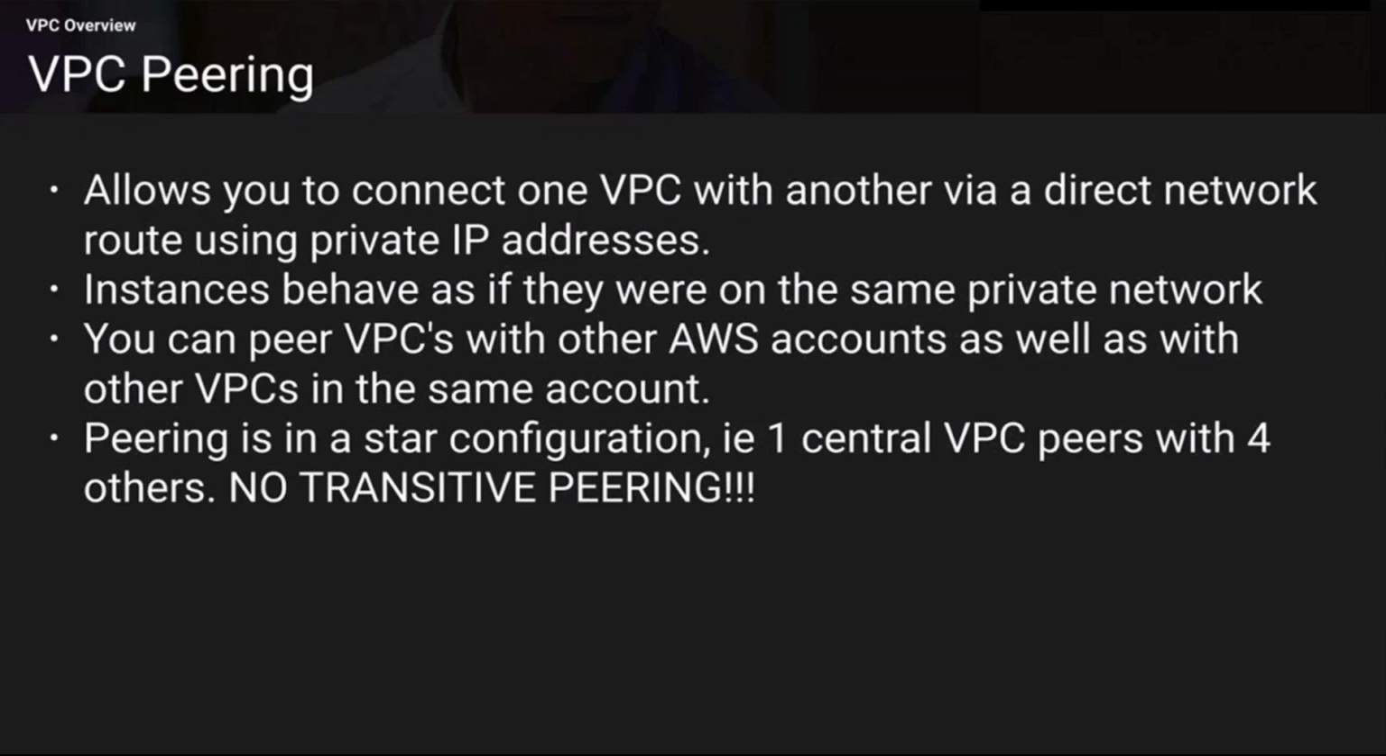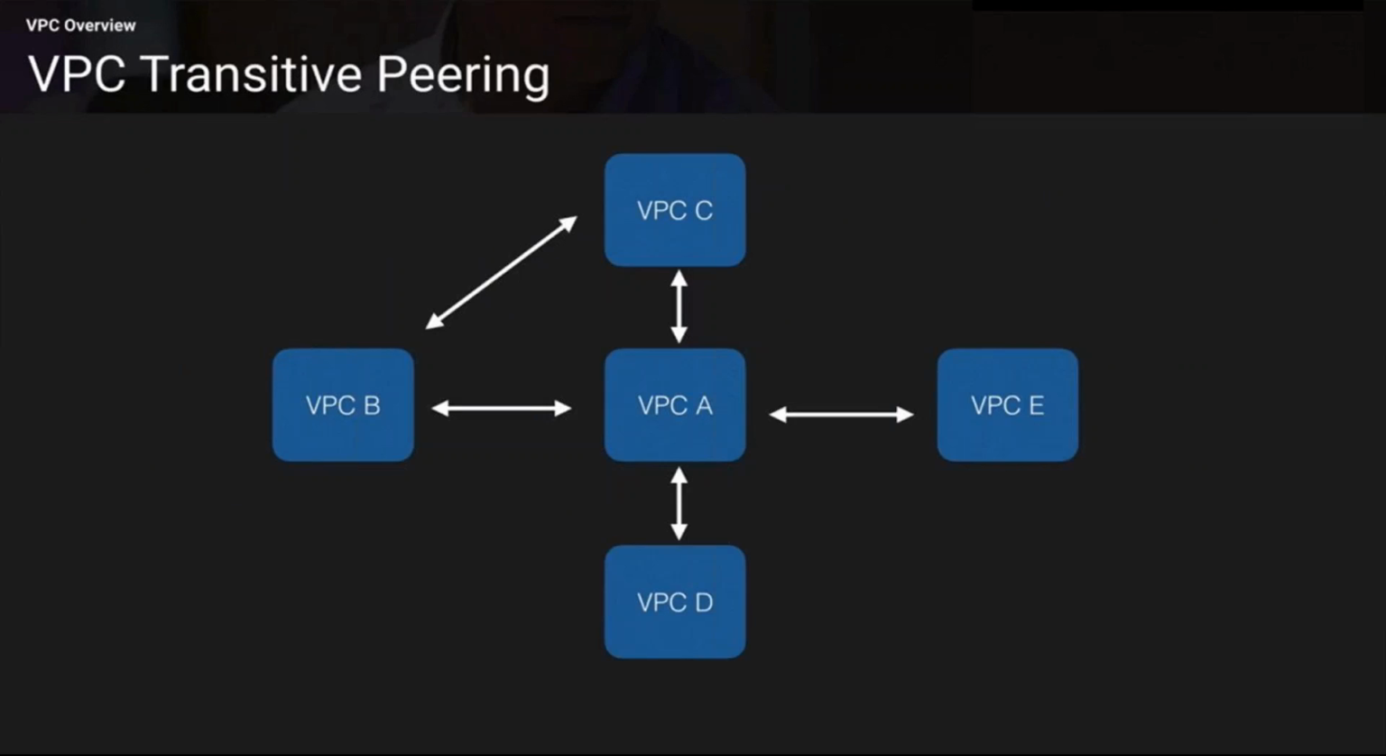VPC peering is always done in a star configuration. So what is the star configuration? Let me show you. Let's say I have 5 VPCs, that is VPC A, B, C, D, and E. If I want to set up a peering connection between each of these, I'll have to manually put a connection between each of them. So in this case, VPC A is able to talk to VPC B. It is also able to talk to VPC C, VPC E and VPC D.